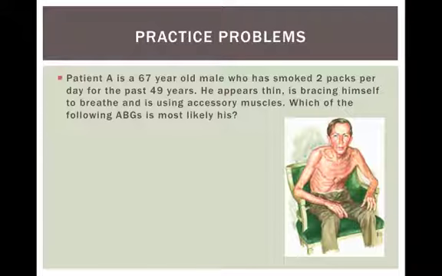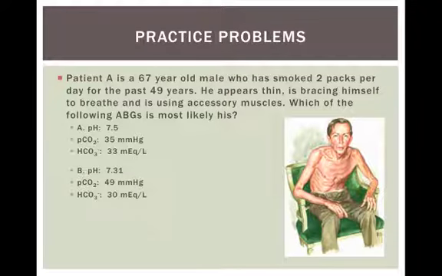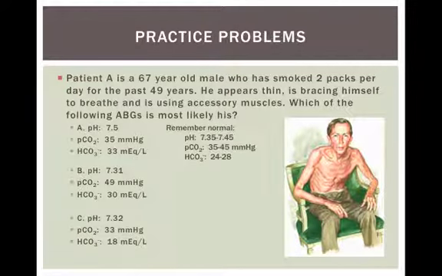So last question, you've got another patient A, who is 67 years old. He's a male, smoked 2 packs per day for the past 49 years. He appears thin, is bracing himself to breathe, and is using accessory muscles. So which of the following ABGs is most likely his? So we've got 3 to choose from, and there's normal.